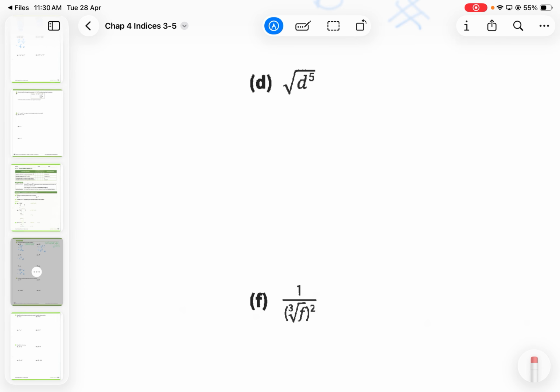Where did 2.5 come from? 5 divided by 2. Square root means divide the index by 2. Like this.